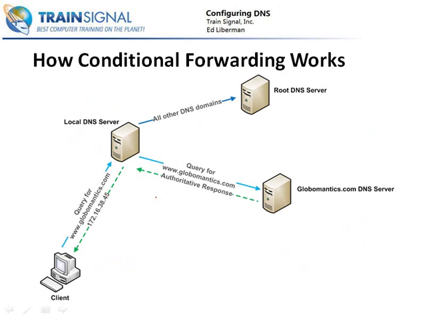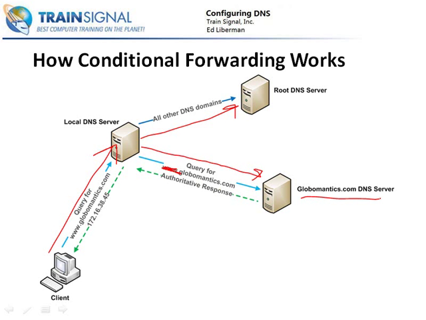Now, with conditional forwarding, we are set up pretty much for the client to ask a local DNS server. In this case, the local DNS server has two settings. First of all, it has all other DNS domains, and it has a conditional forwarder for any queries asked of it for the globalmantics domain. This really shouldn't say www here. Let me just cross that out. This should just say any queries for the globalmantics.com domain forward to this specific DNS server.